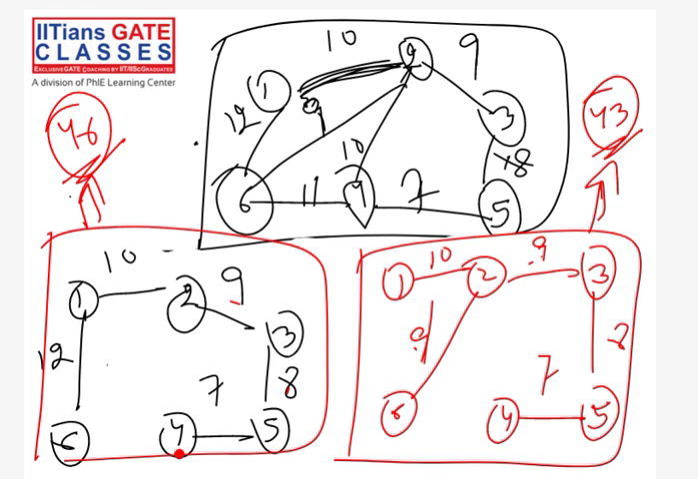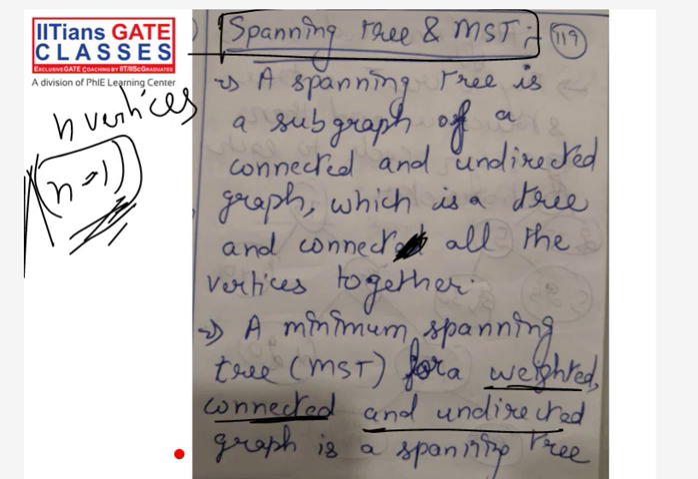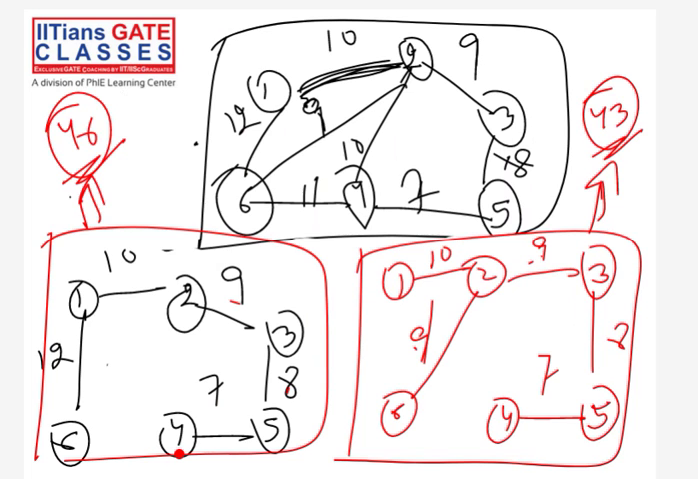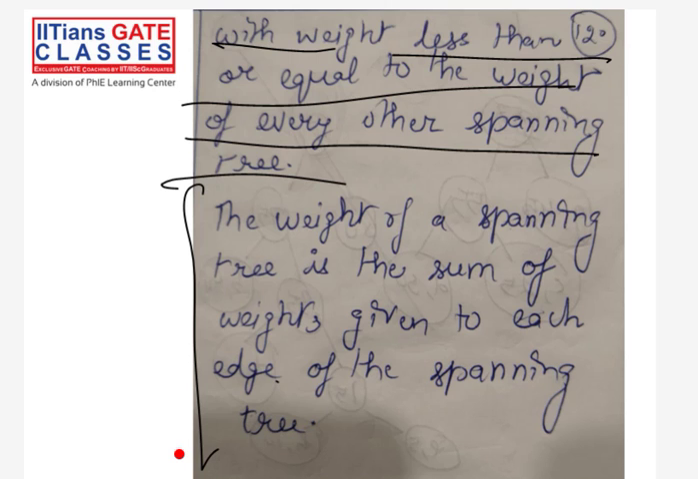Okay, so now what they're saying is minimum spanning tree is the spanning tree which has least weight among all possible spanning trees for a particular connected undirected weighted graph. Is this point clear to everyone? What do I mean by spanning tree and what do I mean by minimum spanning tree? Everyone?